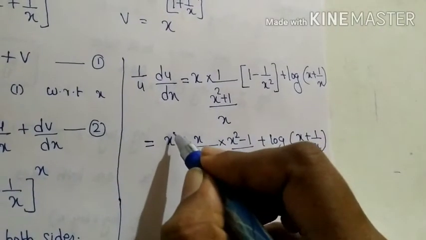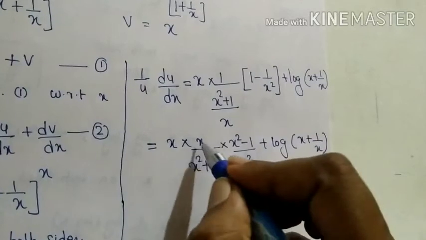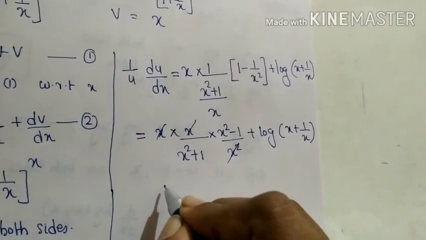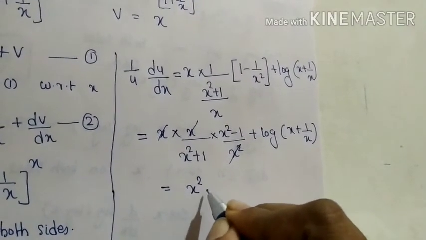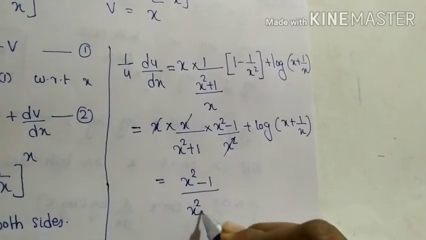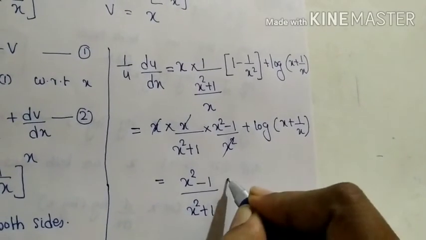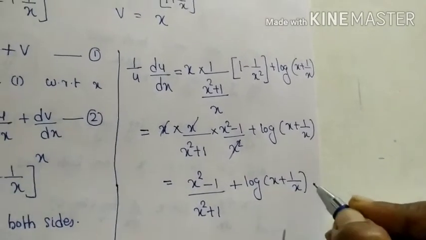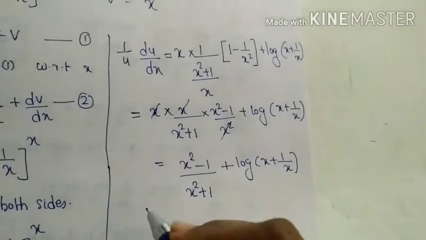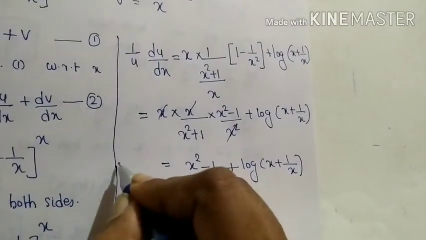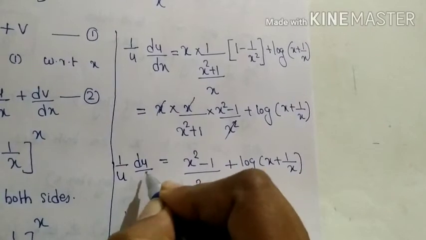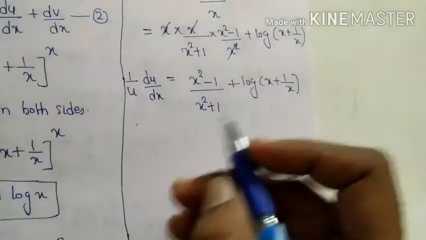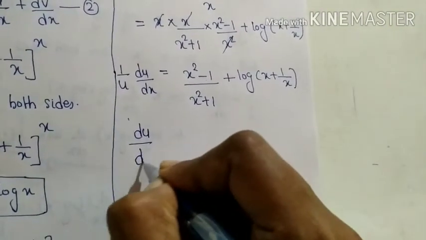and these two, x into x means x square, and this x square and that x square will cancel each other, and we get our answer: (x square minus 1) divided by (x square plus 1) plus log of (x plus 1 by x), which will be equal to 1 by u into du by dx. That will remain the same. Okay, we need only du by dx.